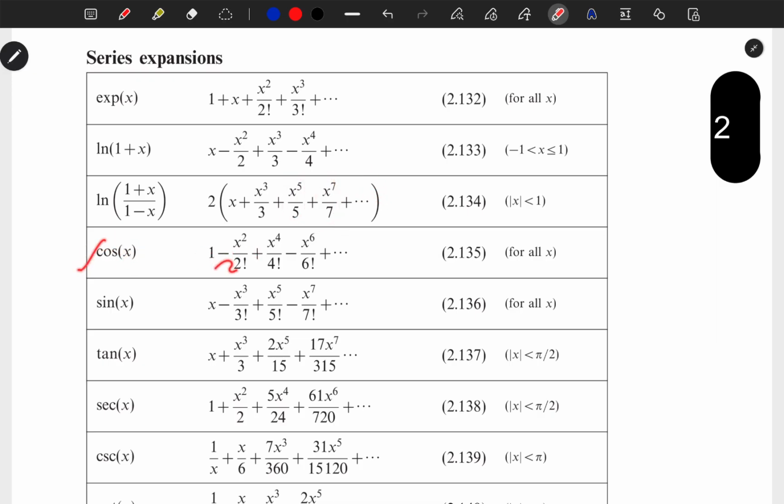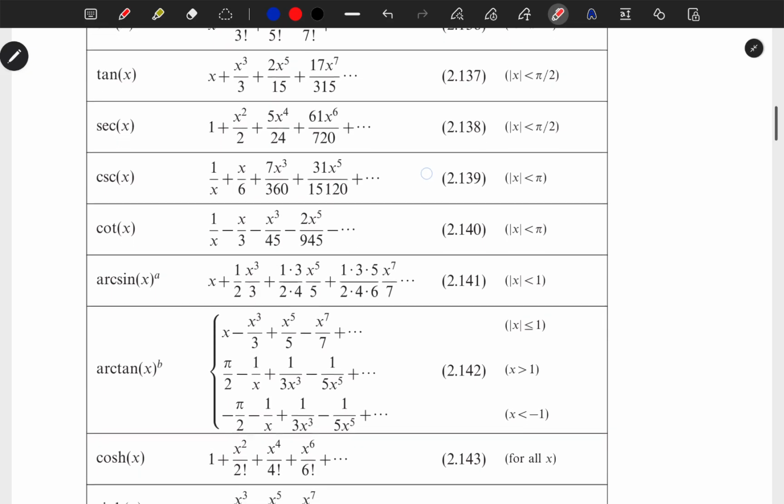And cos is 1 minus x square by 2 factorial plus x to the power 4 by 4 factorial minus x to the power 6 by 6 factorial. For sine, we have x minus x cube by 3 factorial plus x to the power 5 by 5 factorial minus x to the power 7 by 7 factorial and other terms. For tan, we have x plus x cube by 3 plus 2x to the power 5 by 15 plus 17x to the power 7 by 315.